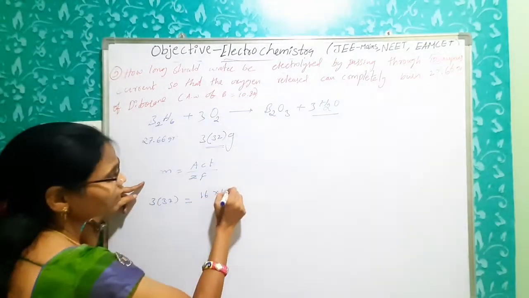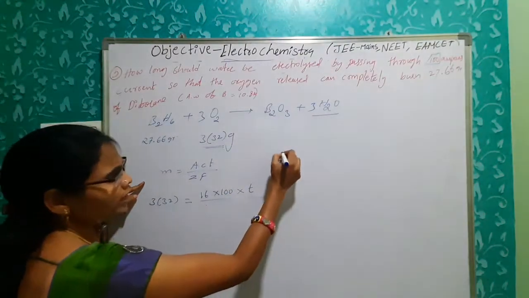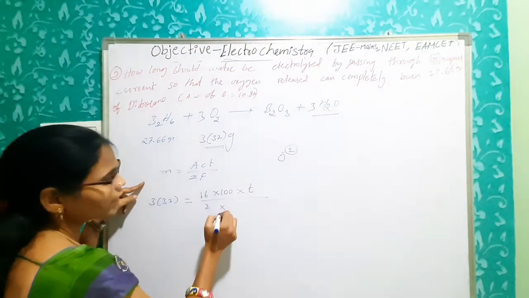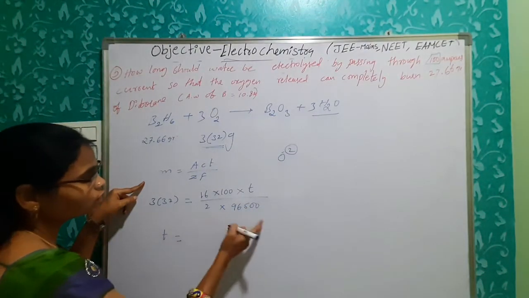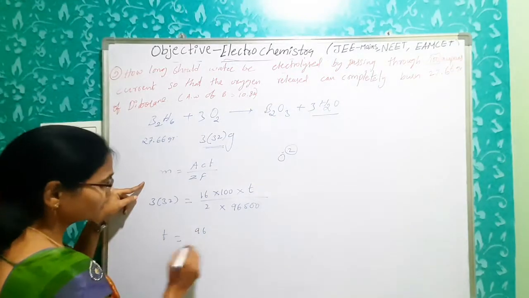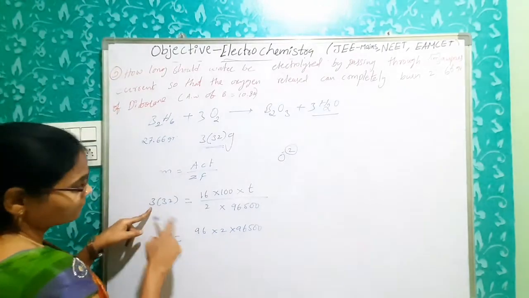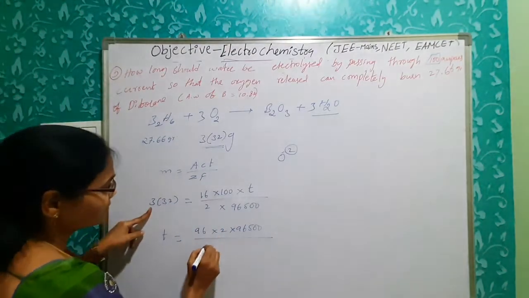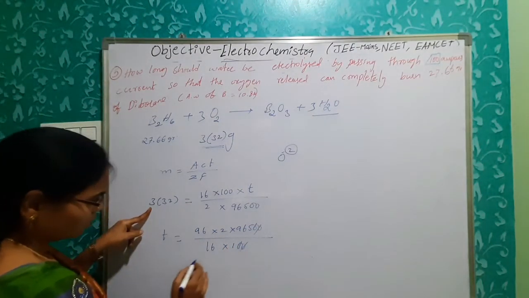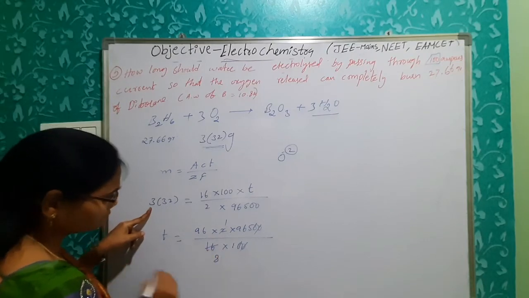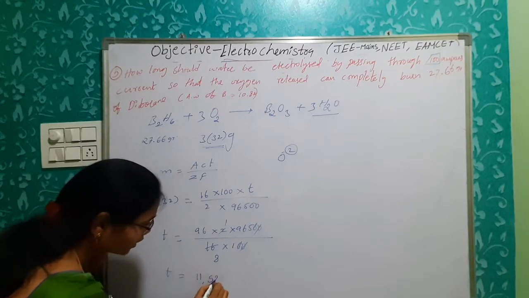Current is given as 100 amperes. Time we need to calculate. Z value, valency of O minus 2, no, so 2. Faraday value we know very well, 96,500 coulombs. Then T is equal to 96,500 into 2 by 16 into 100. 2 zeros mutually cancelled. By simplifying this, we'll get 11,580 seconds.